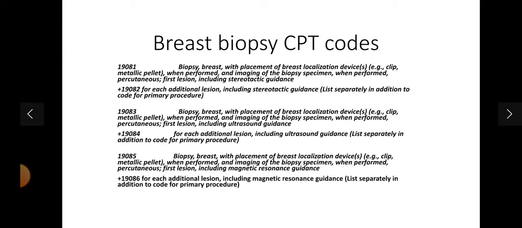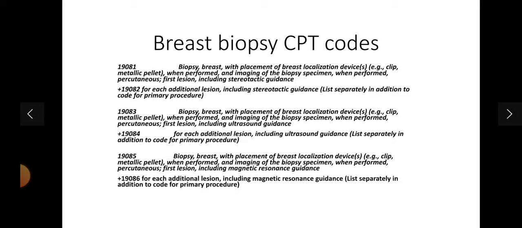So based on guidance, different guidance, we have separate codes. For ultrasound guidance you can see 19083, and we have an additional code 19084. Again, for magnetic resonance guidance, MRI guidance, we have 19085, then additional code we have 19086.